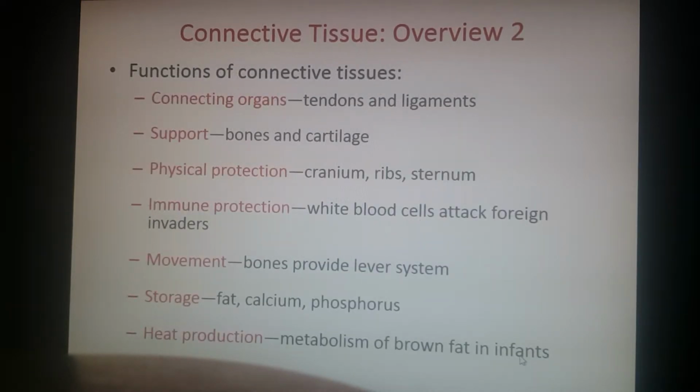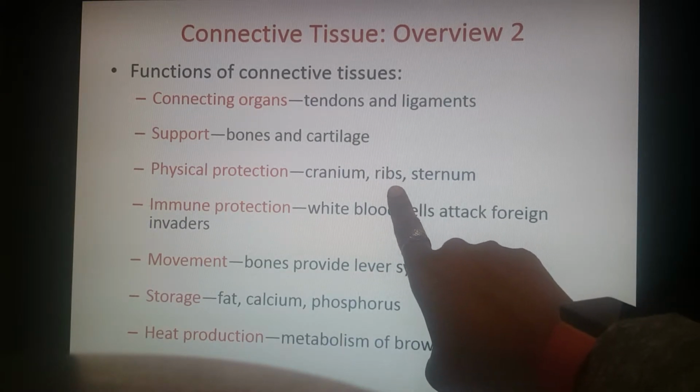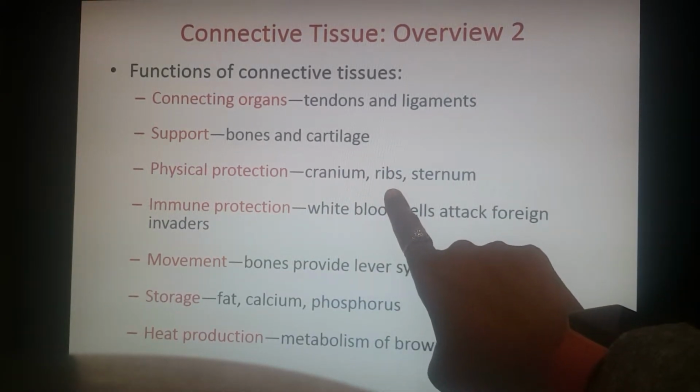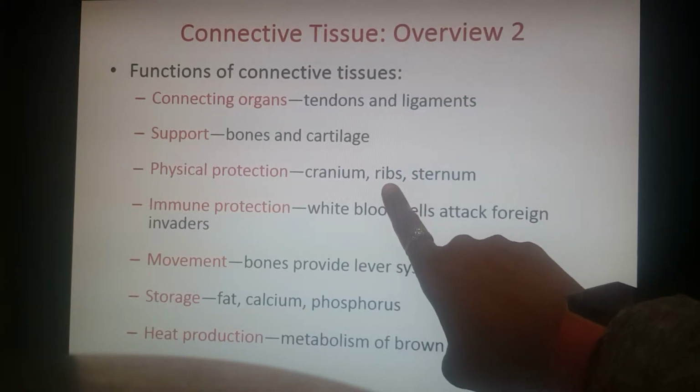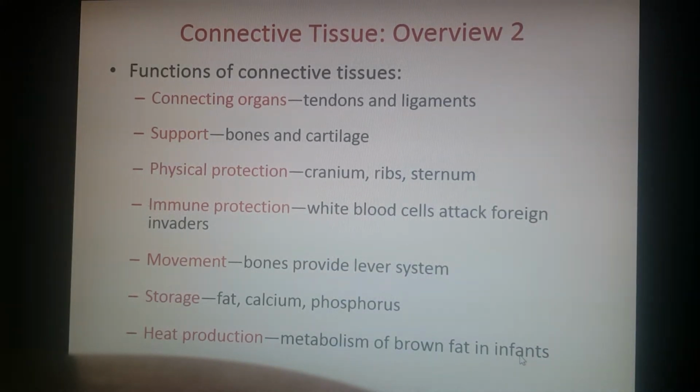So some of the functions of your connective tissue are to connect your organs. So you have tendons that connect muscle to bone, ligaments connect bone to bone. They help to support, so our bones are a type of connective tissue, and the cartilage helps to support and protect the bones. They're involved with physical protection, so bones making up our cranium, or our skull, protecting our brain, ribs protecting our lungs, heart, and some of our upper abdomen organs, and the sternum, which is located on the middle part of the ribs, that breastbone plate helps to protect our heart.